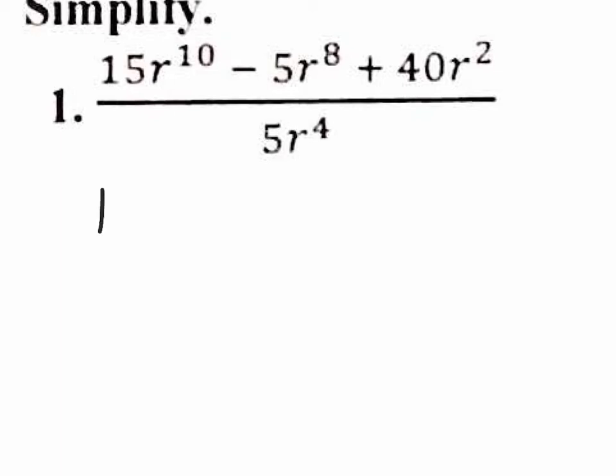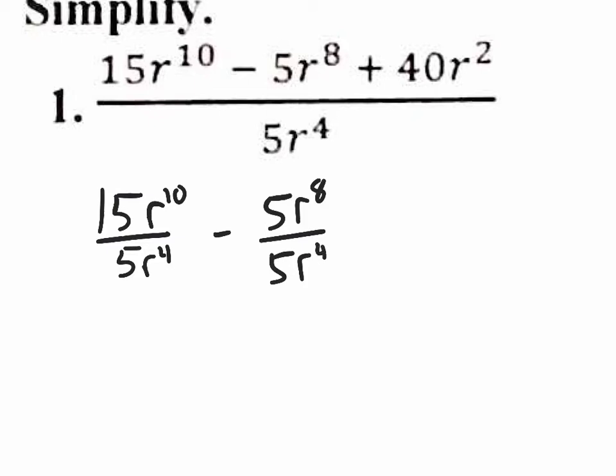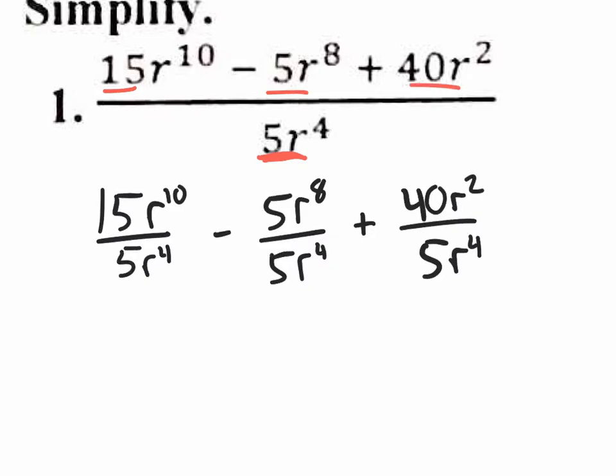So I'm going to have 15r to the 10th divided by 5r to the fourth minus 5r to the 8th divided by 5r to the fourth plus 40r to the second divided by 5r to the fourth. So all I did was take this denominator and put them on each and every term of the numerator. Any questions? Now after that, we're going to use the previous section rules of exponents to cancel things out.